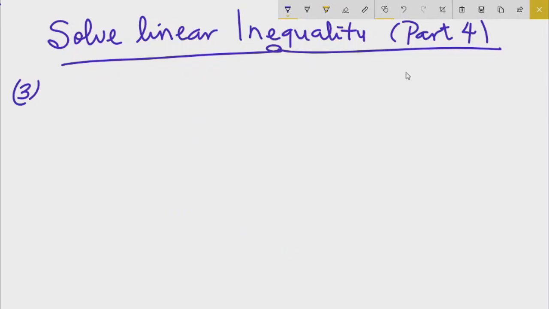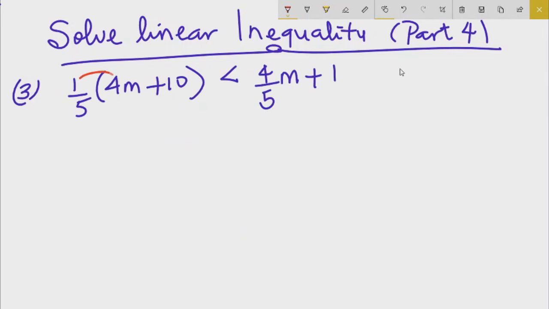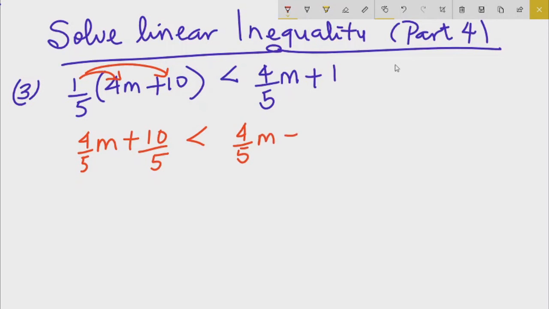So let's look at example 3. Let's distribute the 1/5 and use it to multiply everything inside the parentheses. This will give us 4/5m plus 10/5, less than. Let's simplify this further. So 4/5m, and 5 goes into 10 two times.